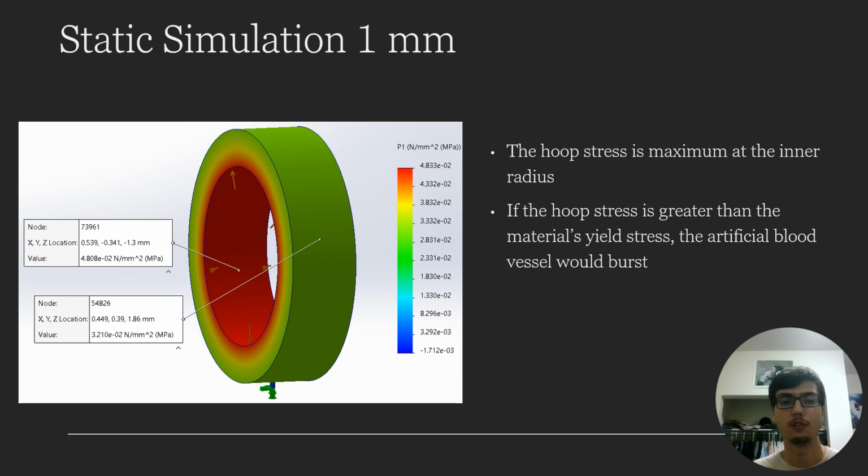Here's the static simulation using that pressure exerted on the inside, and we are now looking at the results of the stresses exerted on the tube. And so the stresses in the center of the tube are greater than on the outside edge of the tube, and that is going to be what we assess as the maximum hoop stress. Now, as long as the maximum hoop stress felt by the artificial blood vessel is less than the material's yield stress, the blood vessel will not burst and it will be a safe choice.